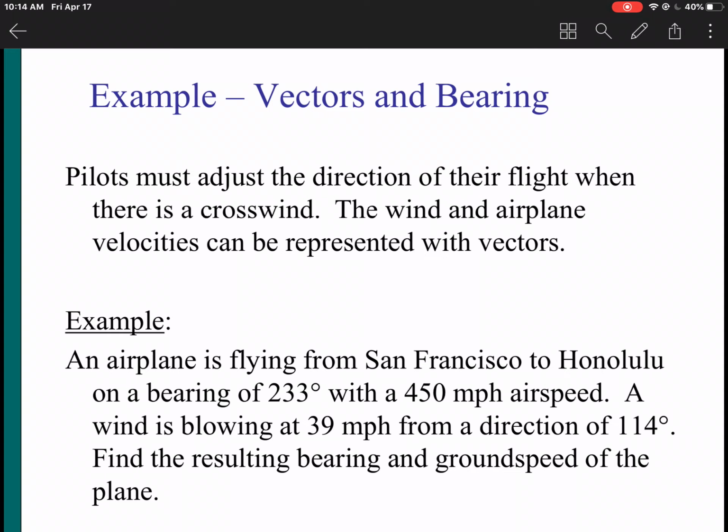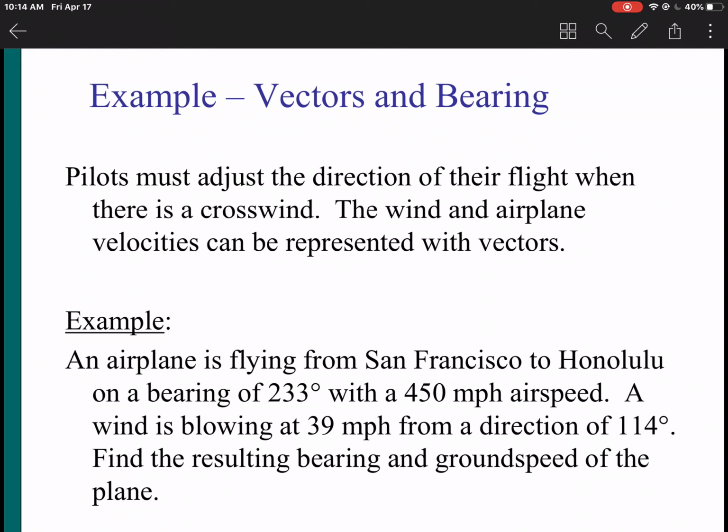Its direction. We know the speed of the plane, 450 miles per hour. So that gives us our velocity. It's a speed of 450 miles per hour in a direction of 233 degrees. You also have a wind that's blowing at 39 miles per hour from a direction of 114 degrees. So you have a wind or a crosswind that's blowing the airplane. Finding the resulting bearing and ground speed of the plane.